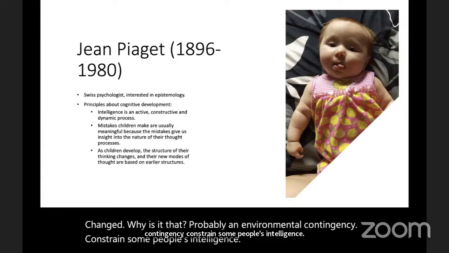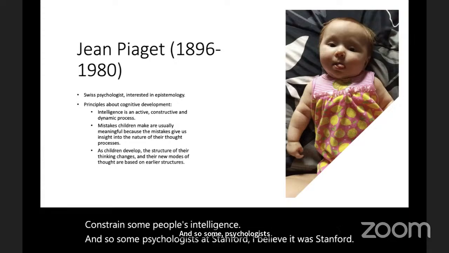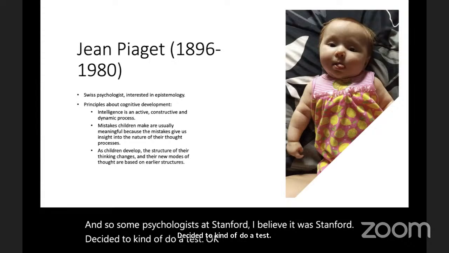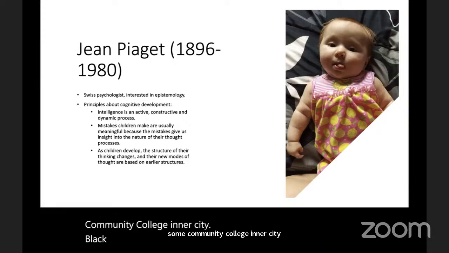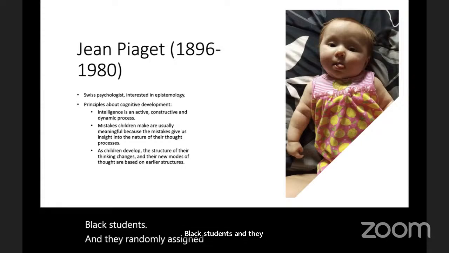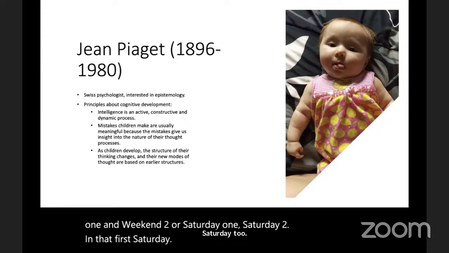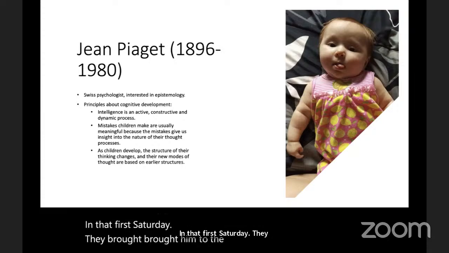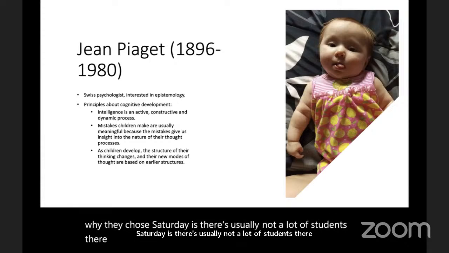And so some psychologists at Stanford, I believe it was Stanford, decided to kind of do a test. Okay. And so they took some community college inner city Black students, and they randomly assigned them to what we'll call weekend one and weekend two, or Saturday one, Saturday two. In that first Saturday, they brought them to Stanford University. The reason why they chose Saturday is there's usually not a lot of students there. It's very quiet, and so they could control the environment a little bit more.